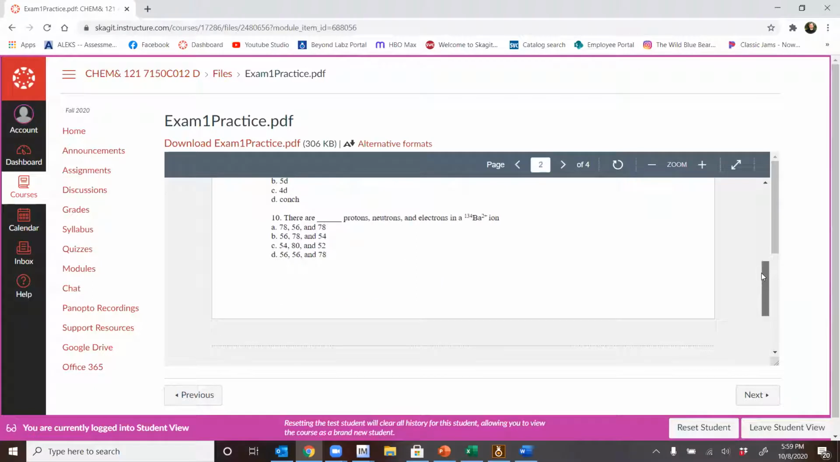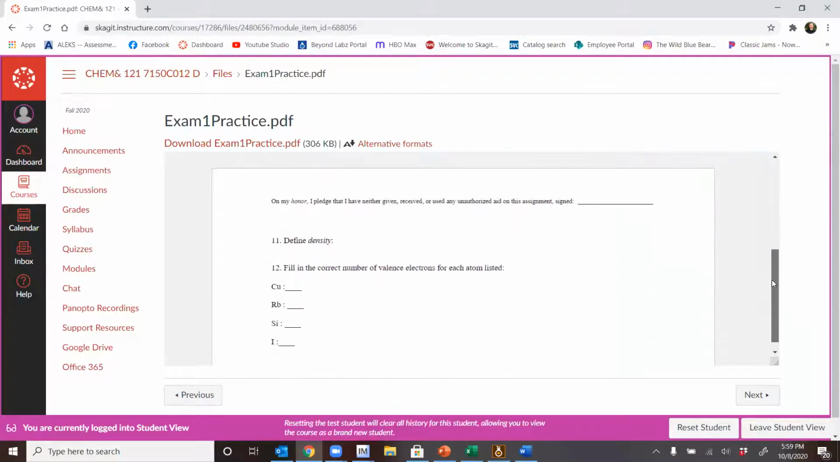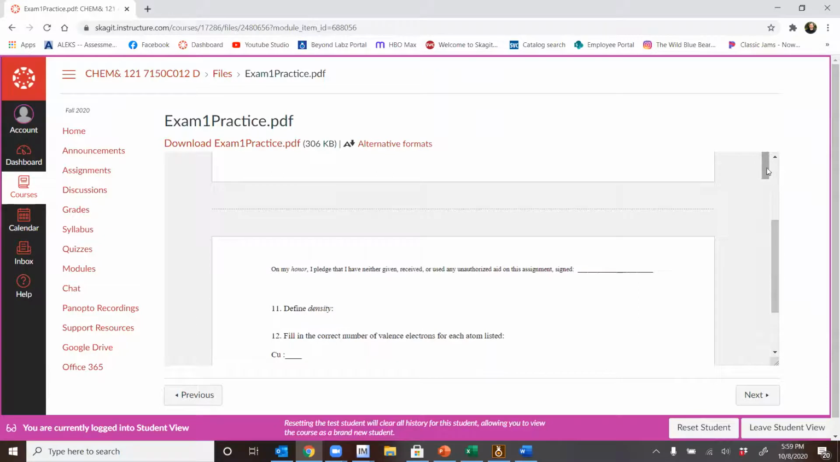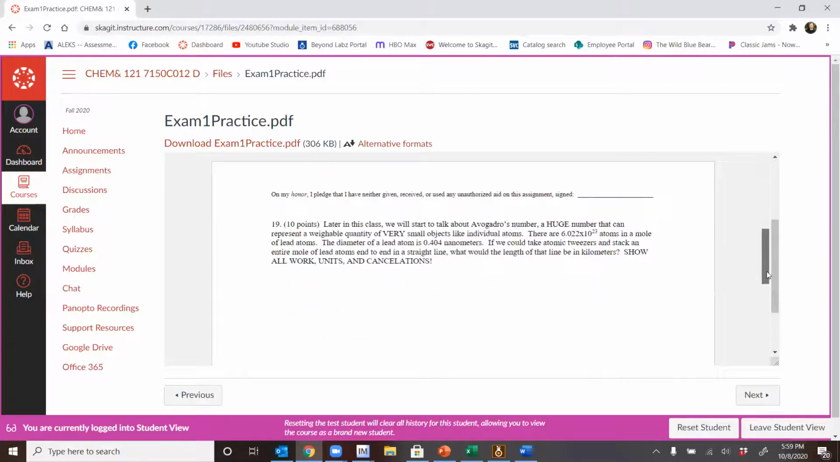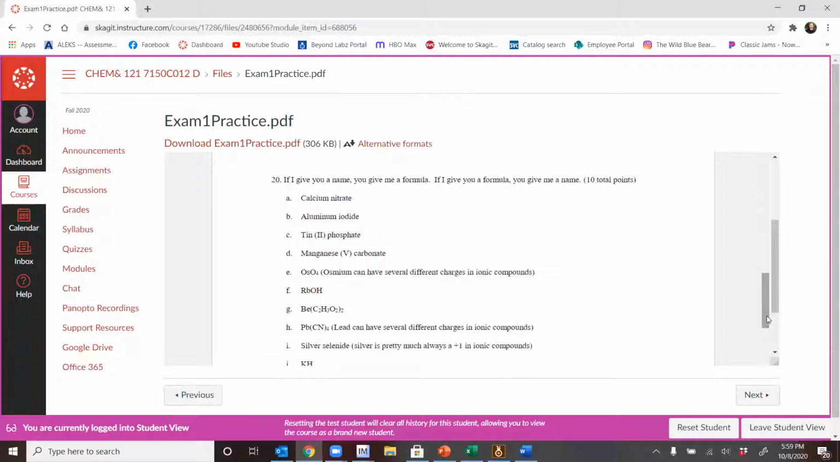All right. So in that exam, right there, question number 20, I guarantee you there will be a question exactly like this on the exam. It'll even have the exact same text. If I give you a name, you give me a formula. If I give you a formula, you give me a name. The only thing that's going to change is you won't have these 10 examples anymore. There'll be 10 different ones. It's really fun for me because I can write examples like this all day long.